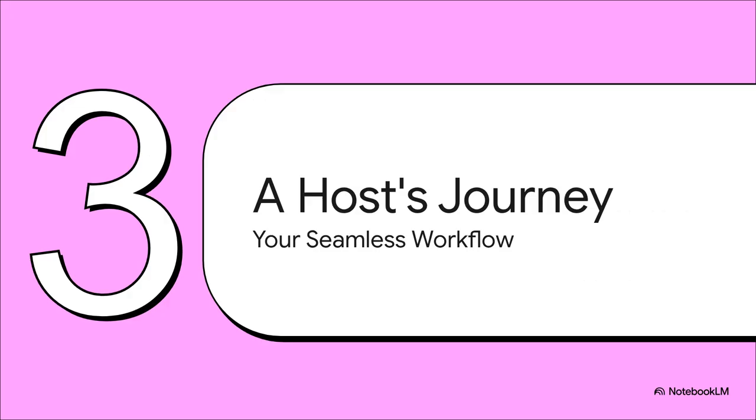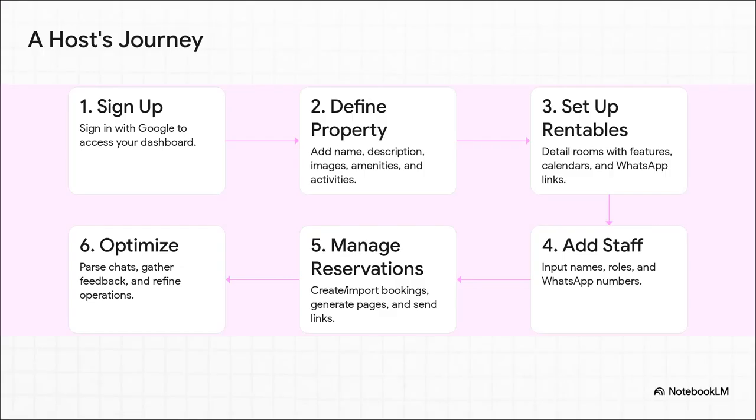Okay, so you're probably wondering, how does this actually work? Let's walk through what a typical host's journey looks like. You're going to see just how smooth this whole workflow really is. It's really just a simple 6-step process. First, you sign up with your Google account. Super easy. Then, you define your property, add your photos, amenities, all that good stuff. After that, you set up each of your rentable units, giving each one its own calendar and a dedicated WhatsApp link. You can pop in your staff's info for quick reference, and then you're ready to start managing reservations.